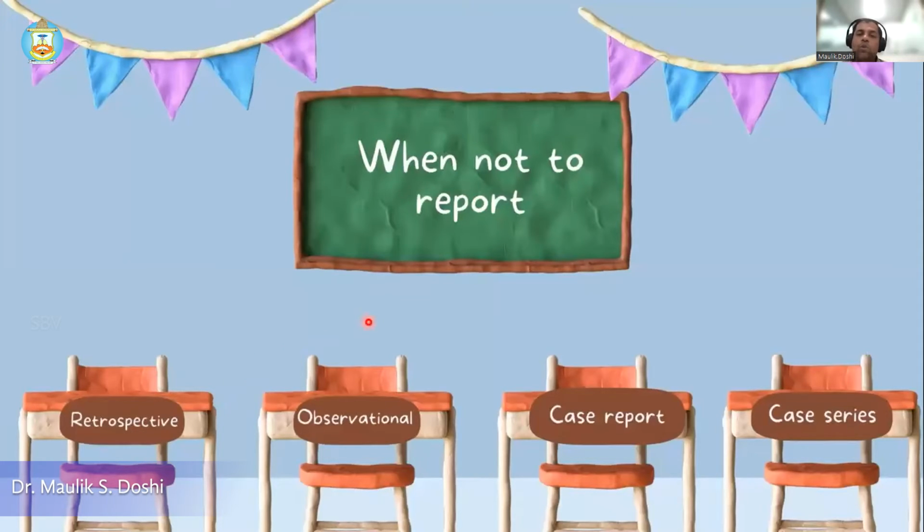Now, important part. We understand when to report, but can you please let us know when not to report at all? If you are doing any retrospective study, suppose you are checking your database, you have observed some history and you want to go back in time and see why it has happened, what were the causes, then it is a retrospective study. You don't require to report in a retrospective study, or in an observational study, case control study, or cohort study.